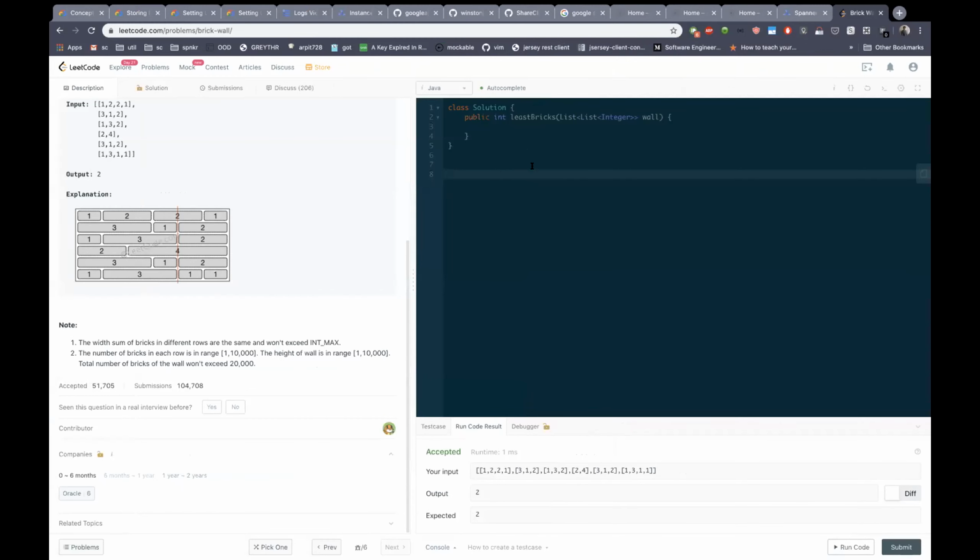So what we will do, we can think of it as taking a prefix sum of each row. So for example, in first row, prefix sum will be 1, 3, 5, and 6. So what this means is, if I choose to draw a line at any of these widths, 1, 3, 5, or 6, then there will be no intersection in first row.